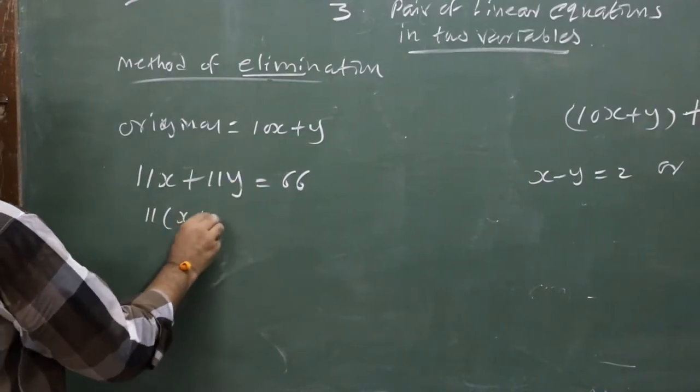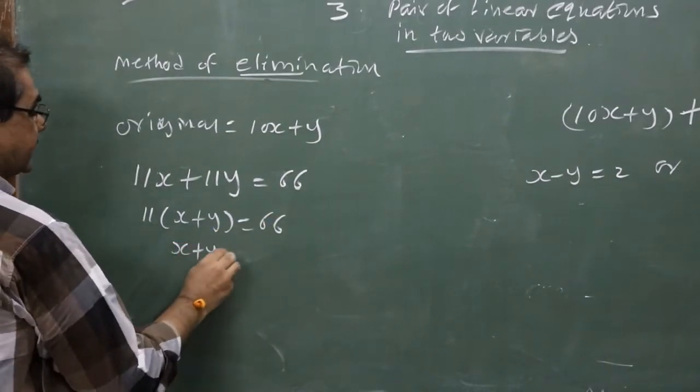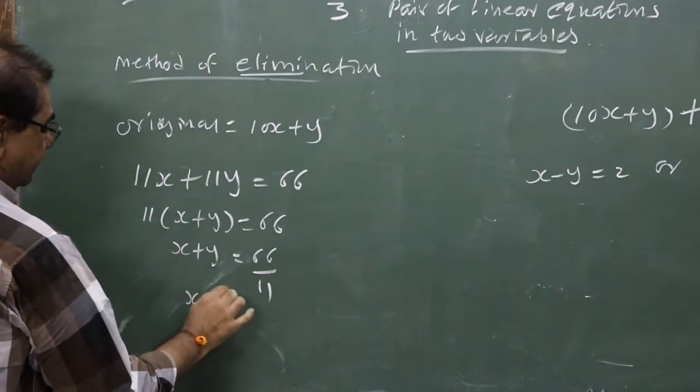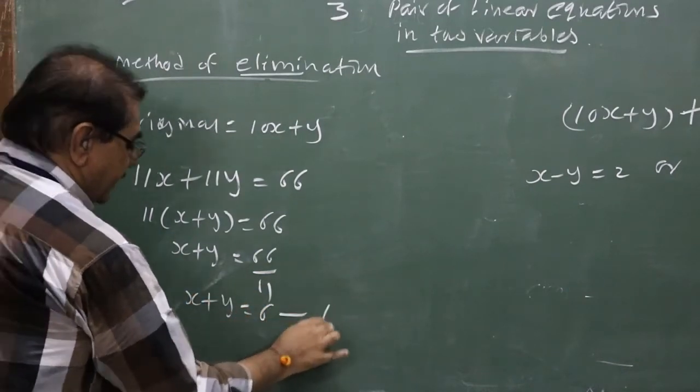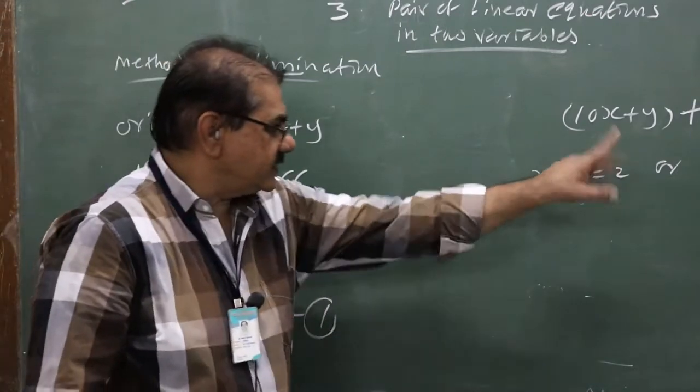So it is x plus y is equal to 6. It is your actually equation number 1. And your second is either these or these.